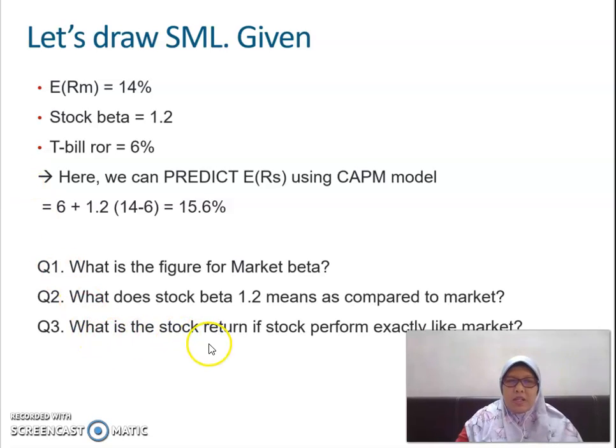What is the stock return if the stock performs exactly like the market? In this case, beta is no longer 1.2, it is 1. Now let's plot the SML. It's easy.